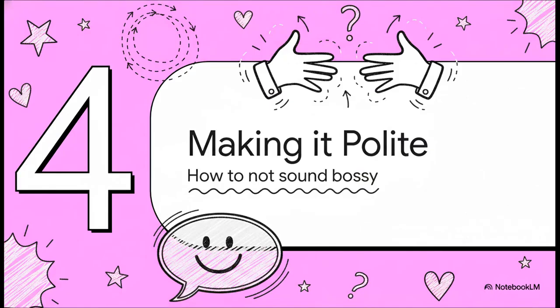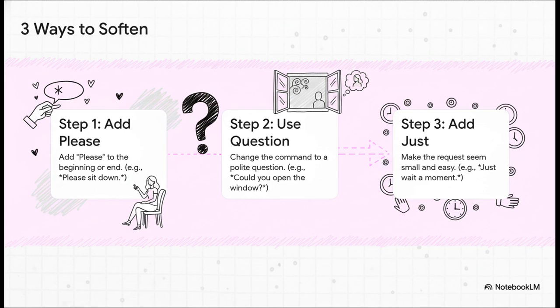Now, this is something that's absolutely crucial for any English learner. How do you give a command without sounding bossy? There are some really easy tricks to soften your language and make your request feel much more polite. Here are 3 fantastic ways to do it. First, the easiest one of all, just add please. Stick it at the beginning or the end, works every time.